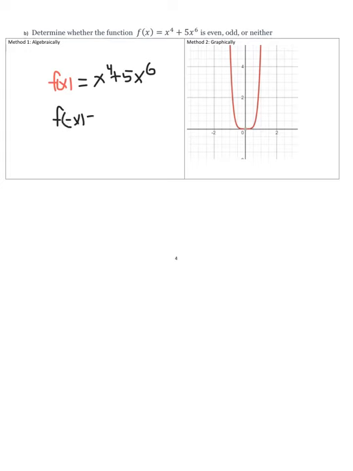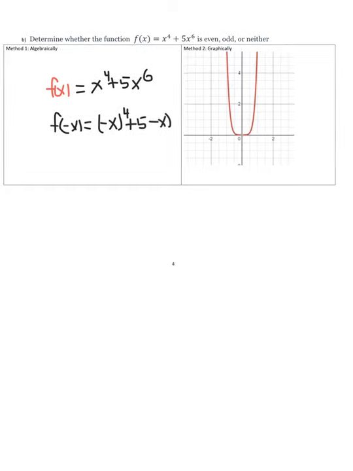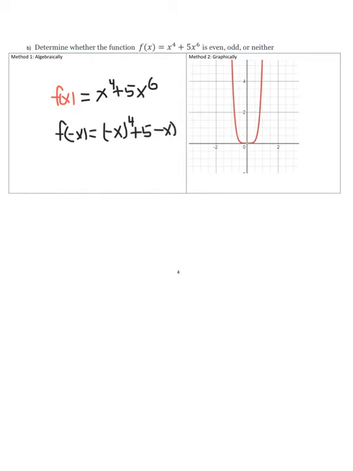And I just want to see what I'm going to get. So this is negative x to the power 4 plus 5 negative x to the power 6. And when I do that, every time you raise a negative to an even power, it becomes positive. So this one is being raised to an even power also. So I get 5x to the power 6.